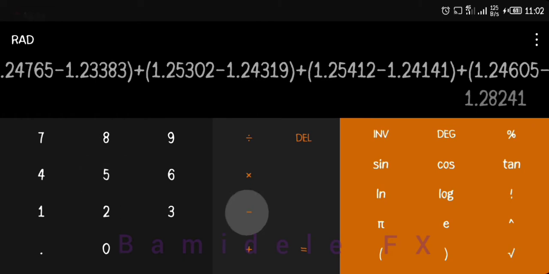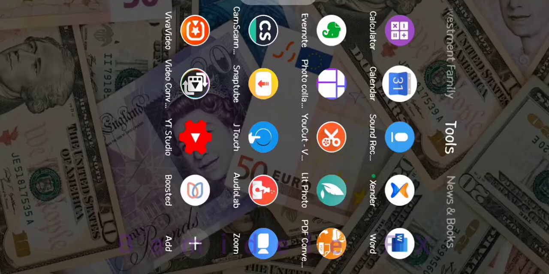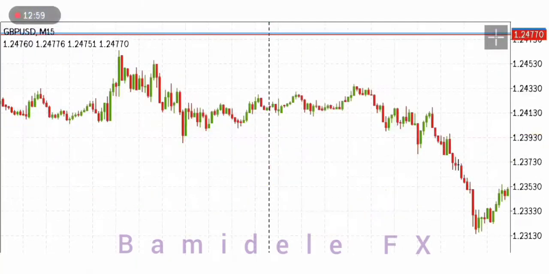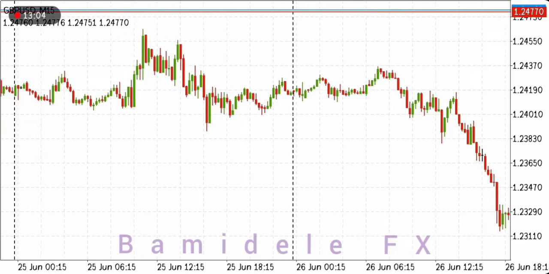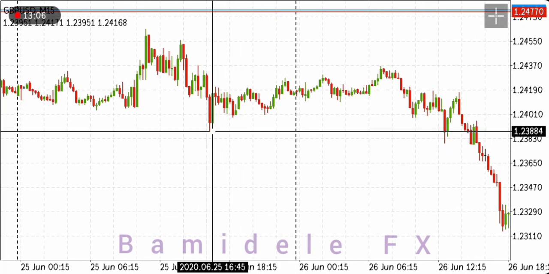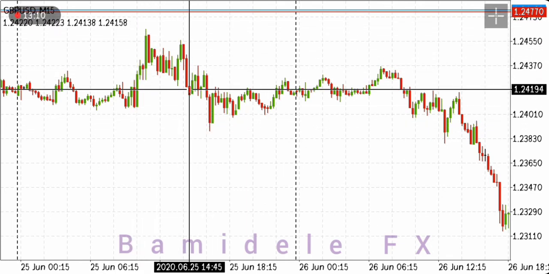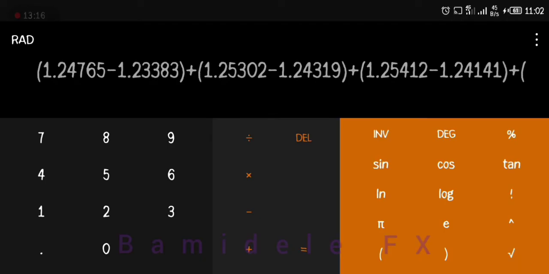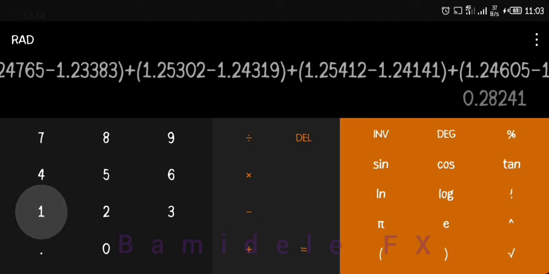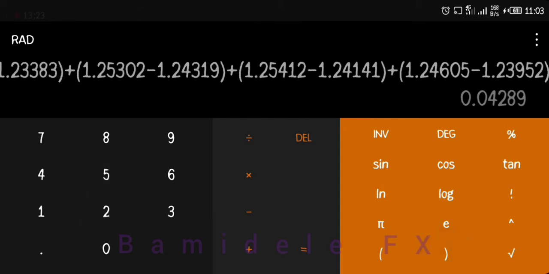1.24605 minus the lowest point the market moved on June 25th, which is at about here. This is the lowest point for the day. This is the highest point the market got to. This is the lowest point. This is about 1.23952. So 1.23952. Close that out. That makes for Thursday.